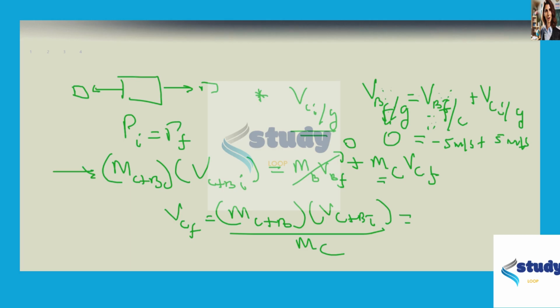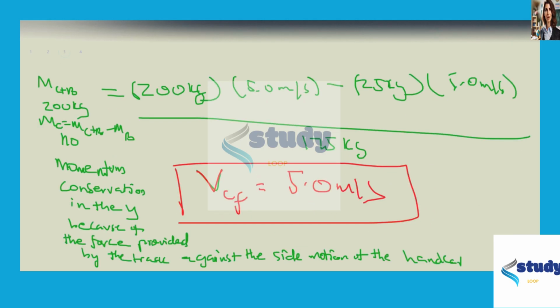When we plug in the numbers, we get the mass is 200 kilograms, and then times that initial velocity, 5.0 meters per second, and then we want to divide that by the mass of the car, 175 kilograms. Remember, we got 175 because of this statement right here.